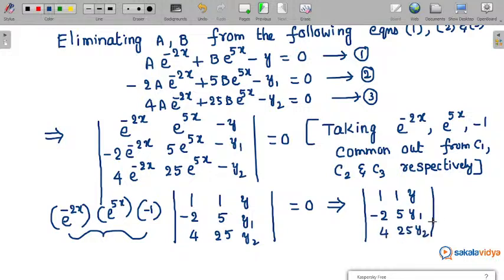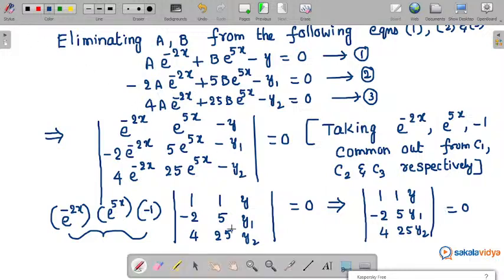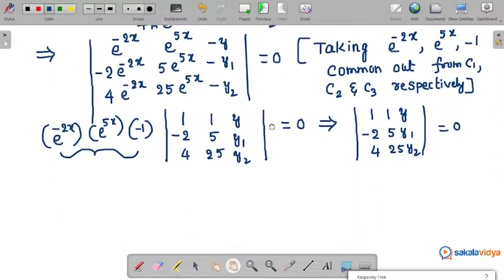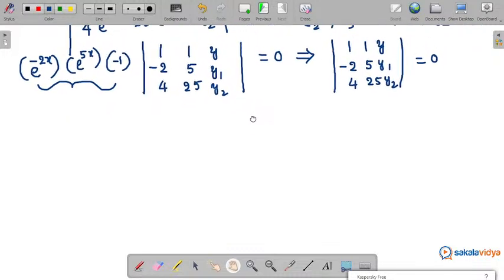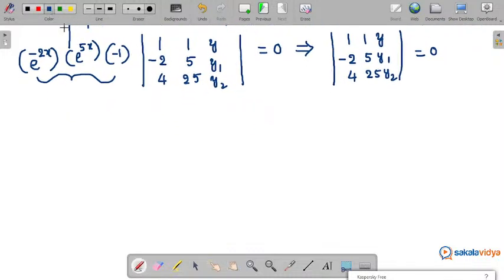Now expand by row 1, R1, and you will get the differential equation, so that we can form the differential equation from the given solution. Right, let us expand it. Let us expand this one now. So write down now, expand by row 1.